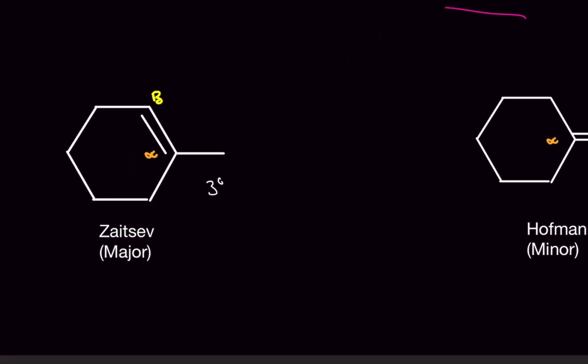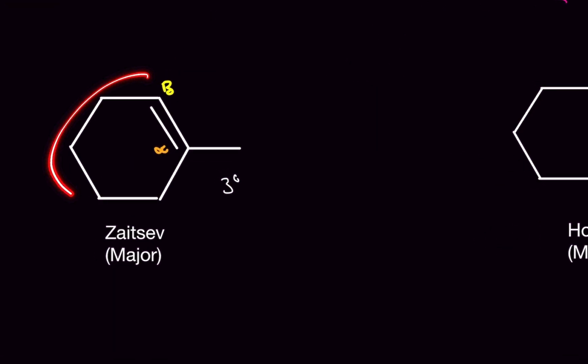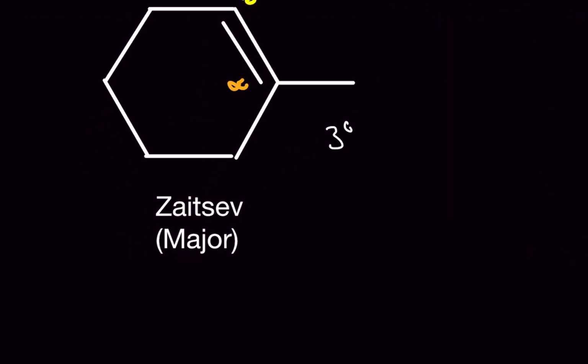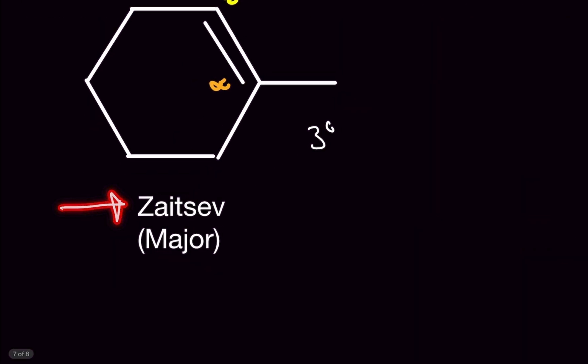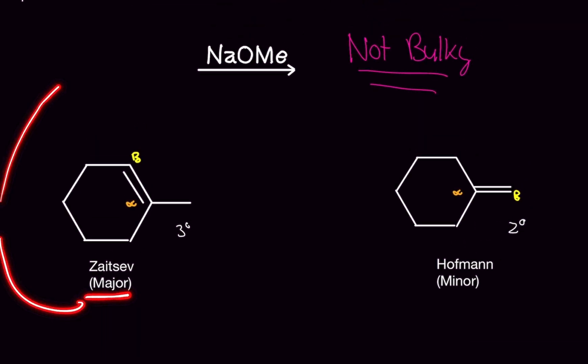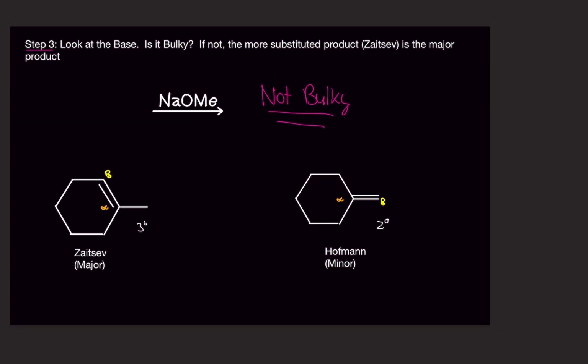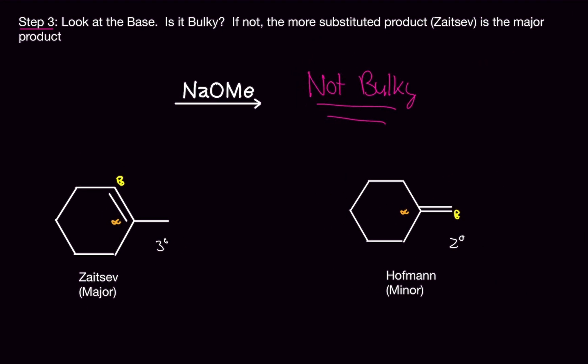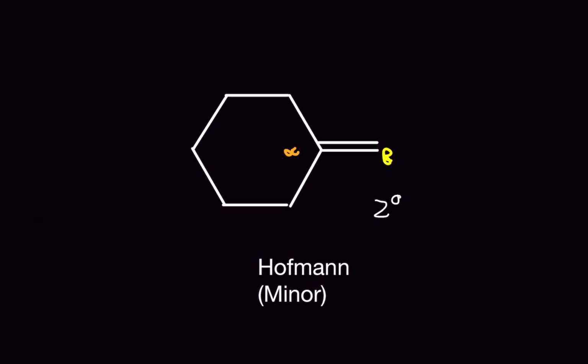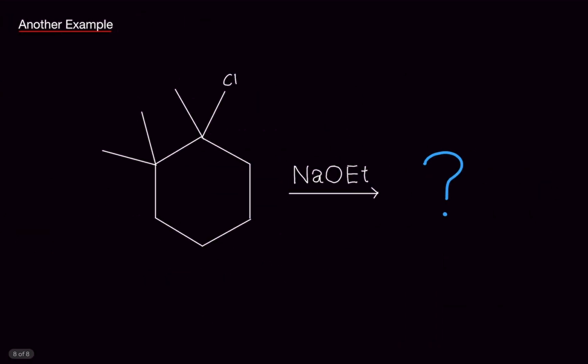This means that since this is more substituted, a 3rd degree versus a 2nd degree, this is known as the Zaitsev product and will be the major product because I said this is a non-bulky base. And since it's a non-bulky base, the more substituted product is the major. And this is the Hofmann product because this is the less substituted one. Let's do another example.